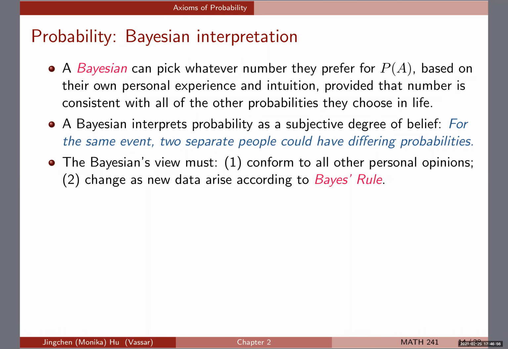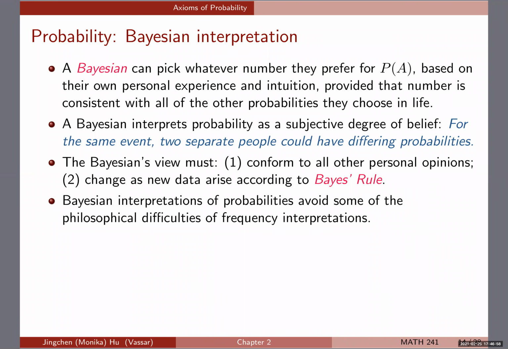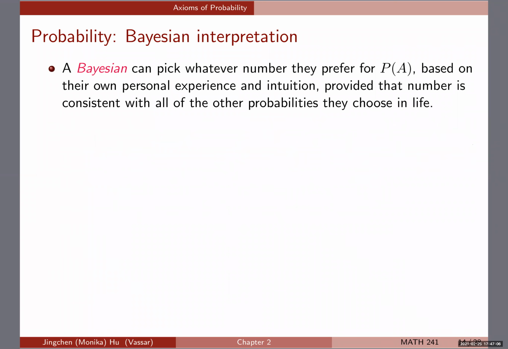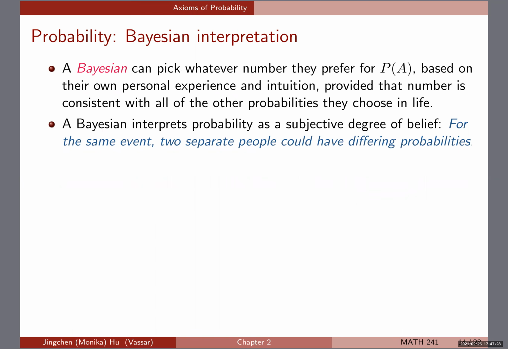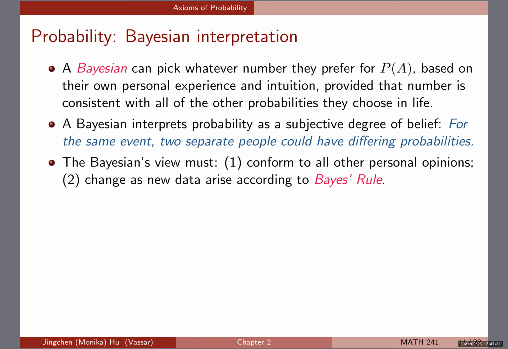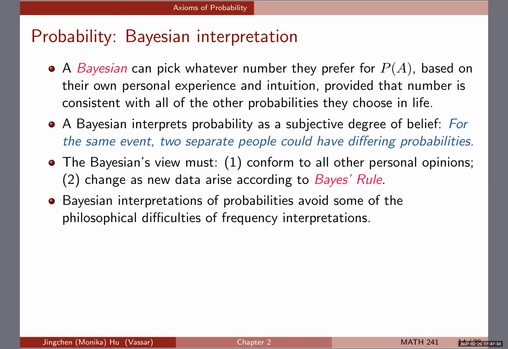So Bayesian interpretations of probability avoid some of the philosophical difficulties of frequency interpretations. Just to give you an example, earlier we were talking about the probability of A happening, and as we highlighted before, it requires an infinite number of times, so you have to repeat this. Sometimes it's really not feasible. How am I supposed to flip my coin an infinite number of times? So sometimes it's hard to make sure that the condition you're talking about in the frequentist interpretation can really be met.